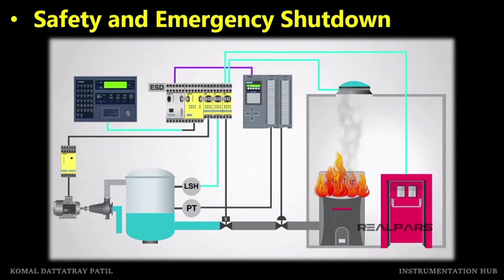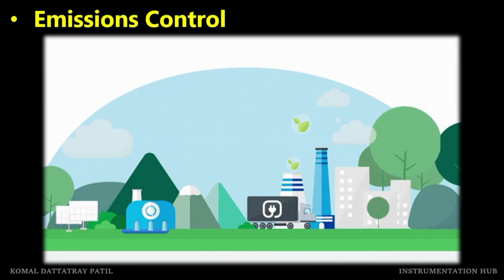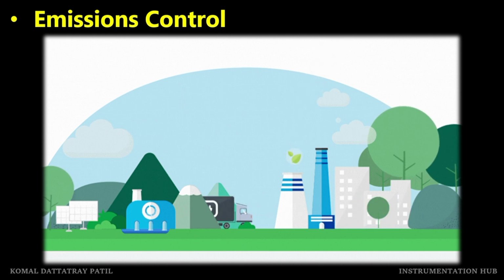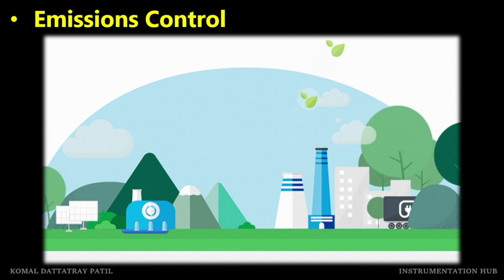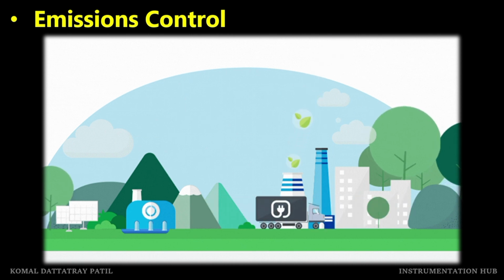Next is one more important application, which is emission control. Control valves also play an important role in environmental applications. They can be used to regulate the release of emissions and pollution particles into the atmosphere, ensuring compliance with environmental regulations.